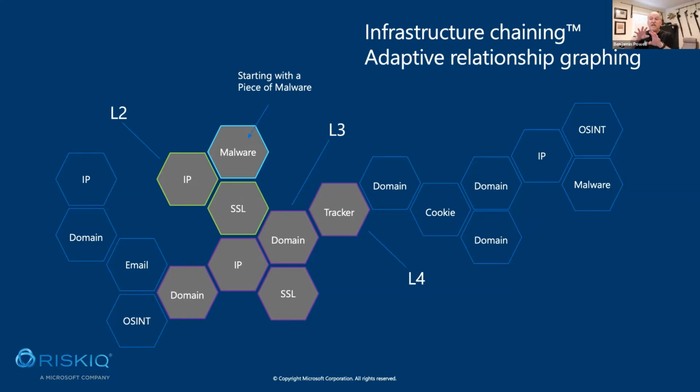As we go out to layer 2, layer 3, layer 4, we can chain these things together, and you can save those in a project, for example, and take all those indicators and monitor them, or export them, or use the API to bring them into another system to do more detections or blocking to help you.